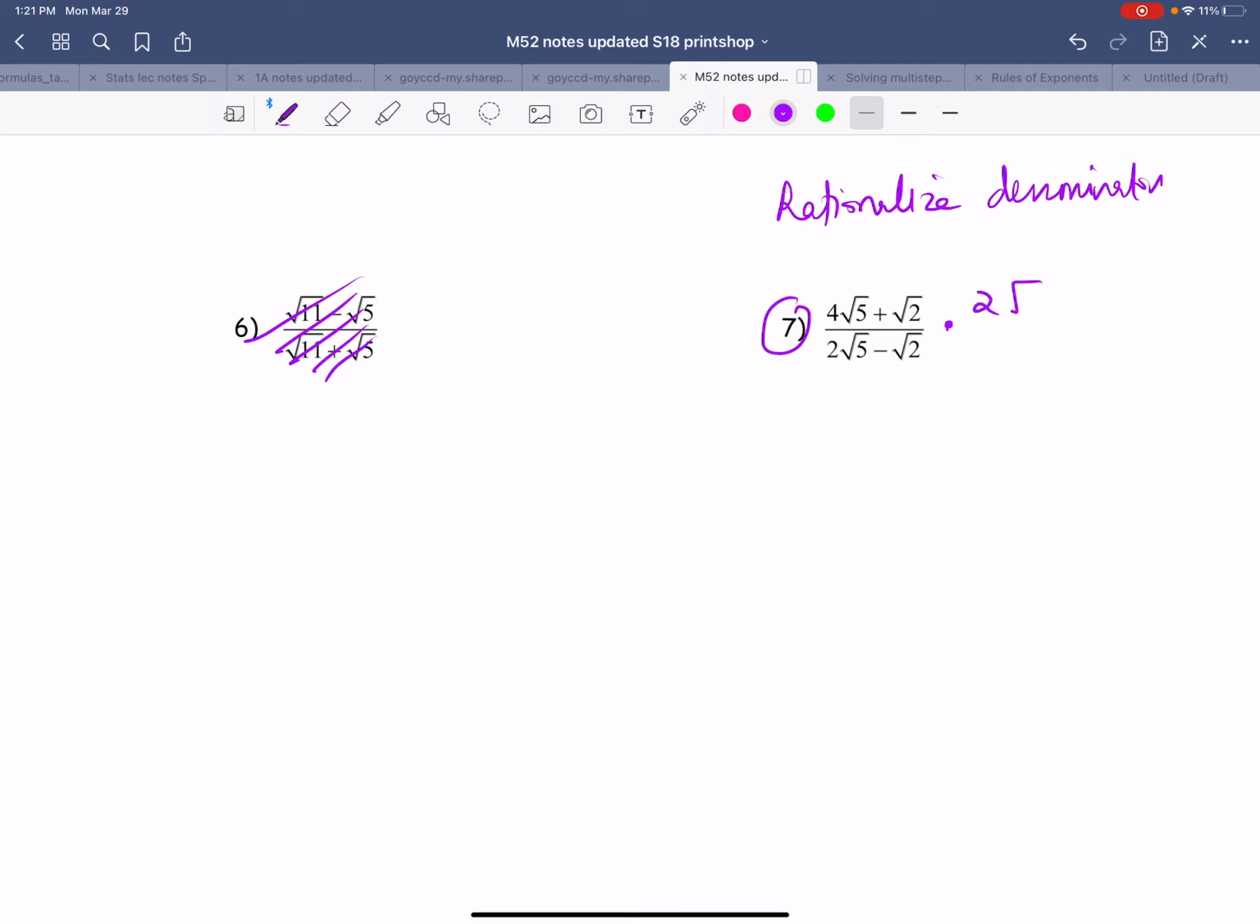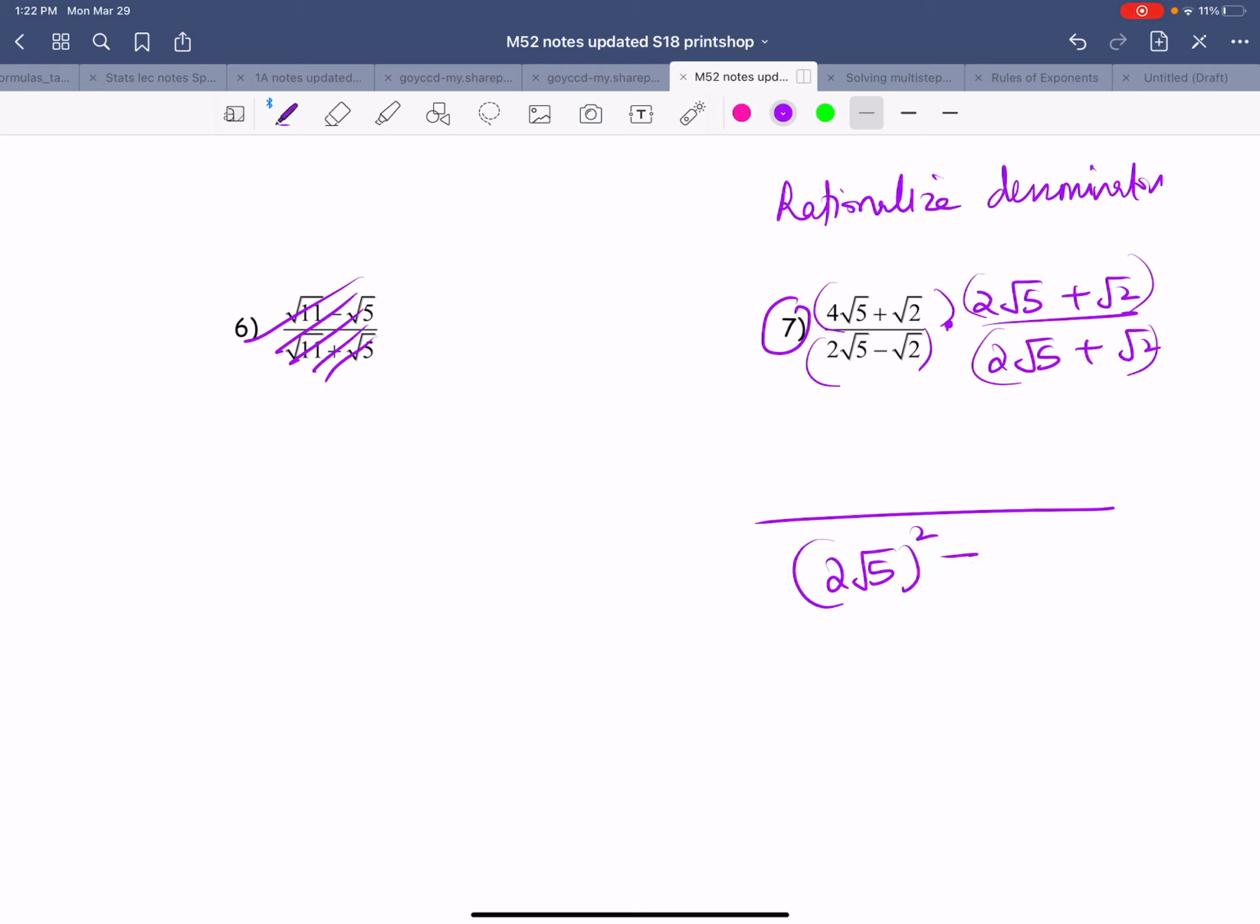So 2 root 5 plus root 2, 2 root 5 plus root 2. Again, a binomial, so we'll have to do some simplification, okay? 2 root 5 minus root 2, 2 root 5 plus root 2. So on the denominator, I'm going to have 2 root 5 squared, which is my a squared, minus root 2 squared, which is my b squared. And in the numerator, I have to do foiling: first, outer, inner, last.